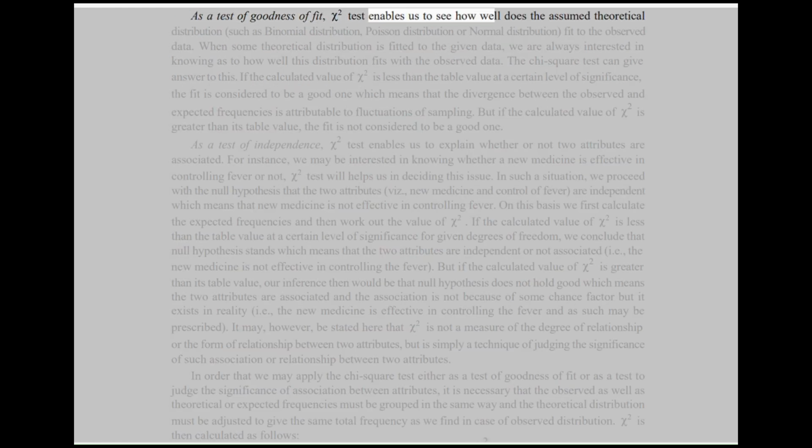As a test of goodness of fit, the χ² test enables us to see how well the assumed theoretical distribution, such as binomial distribution, Poisson distribution or normal distribution, fits the observed data. When some theoretical distribution is fitted to the given data, we are always interested in knowing as to how well this distribution fits with the observed data. The chi-square test can give the answer to this.